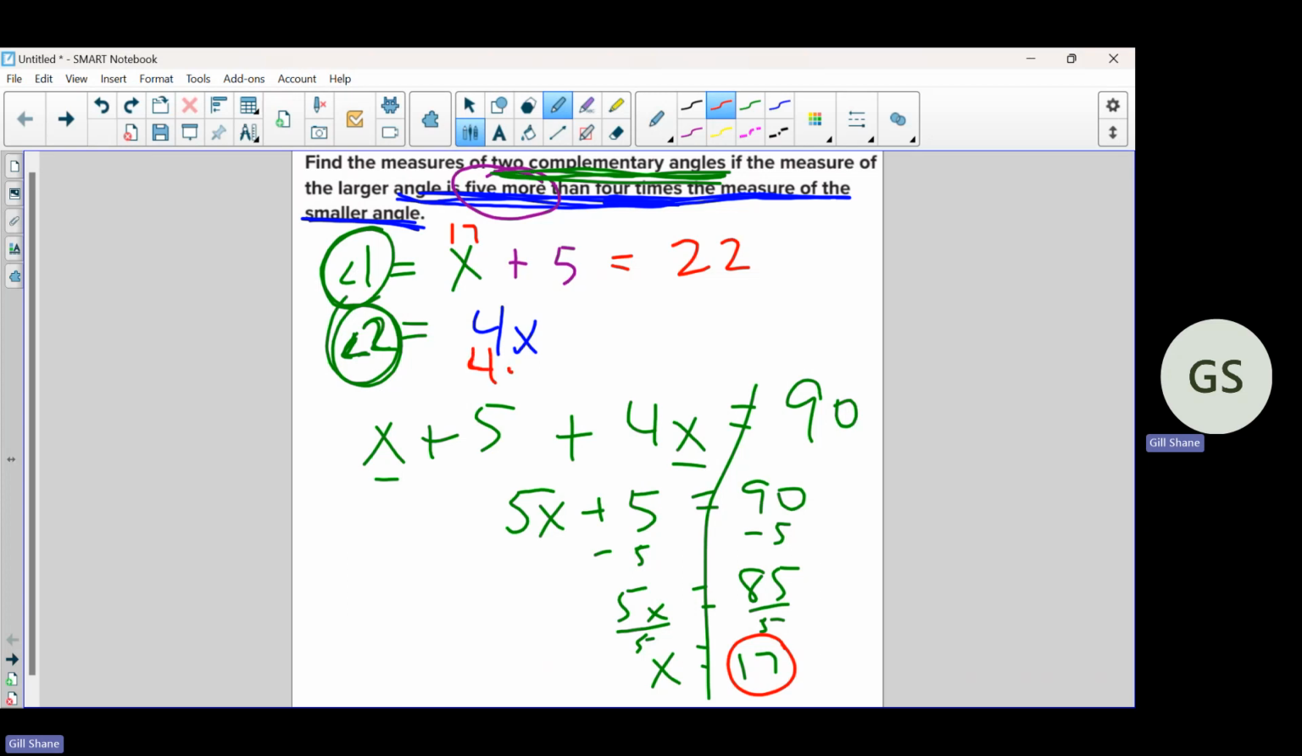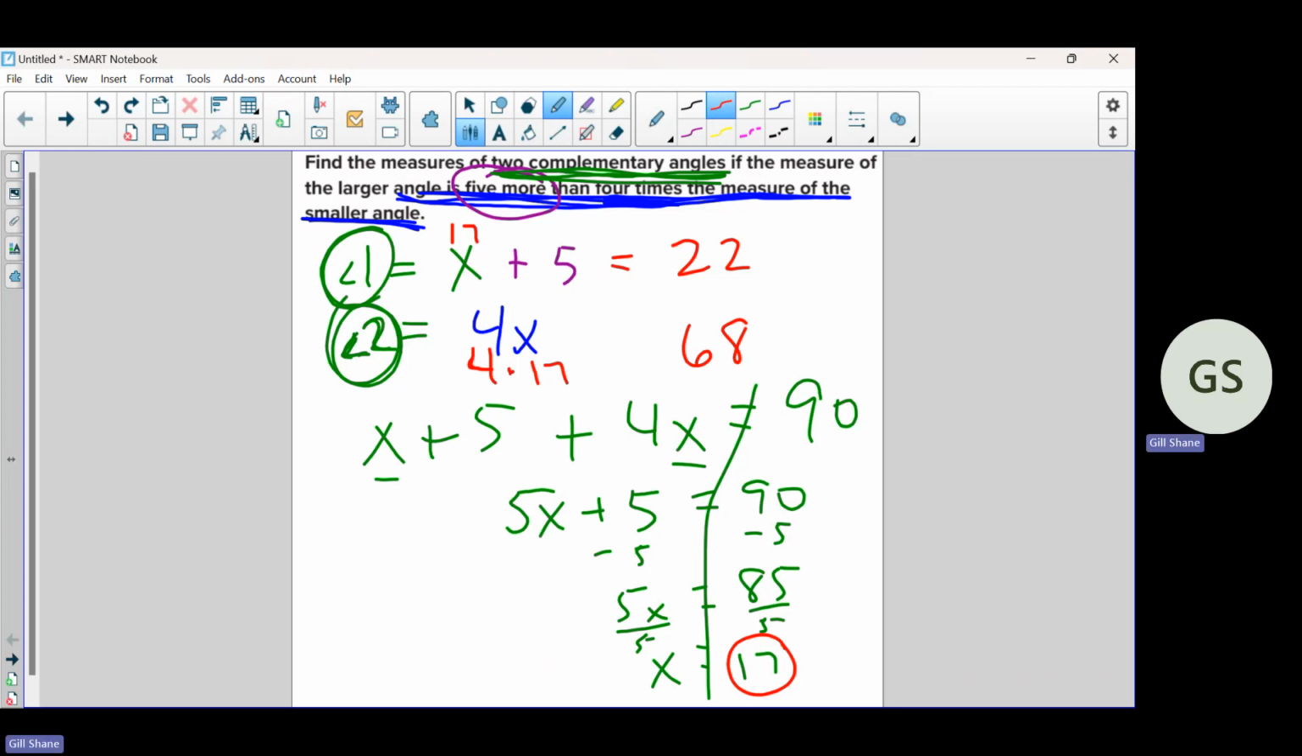So 4x means 4 times x. Well, x is 17. So now I'm going to do the math on that, which is what? 40 plus 28, 68. All right. So those are the two measures, and they do add up to 90, so that works. So I got that part right.